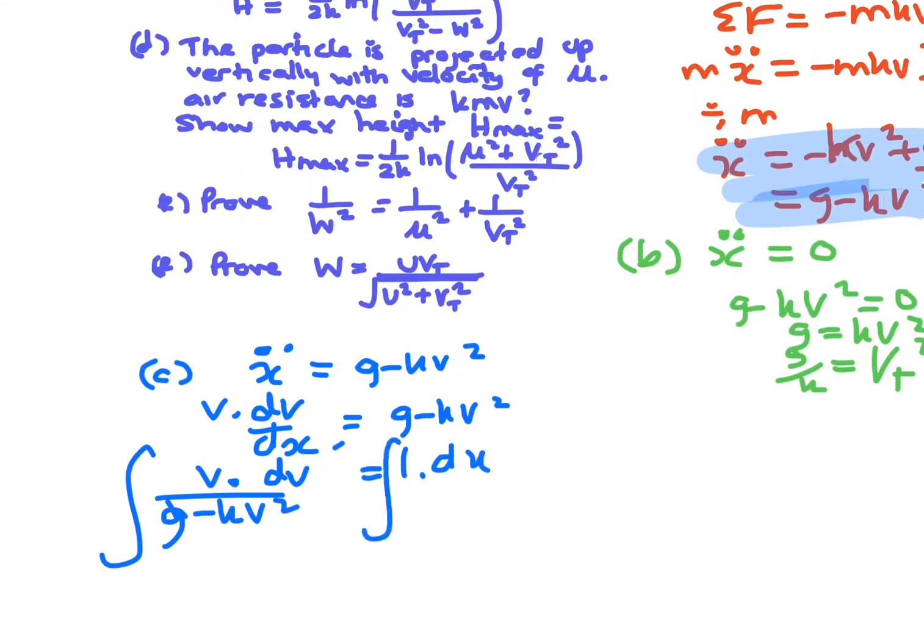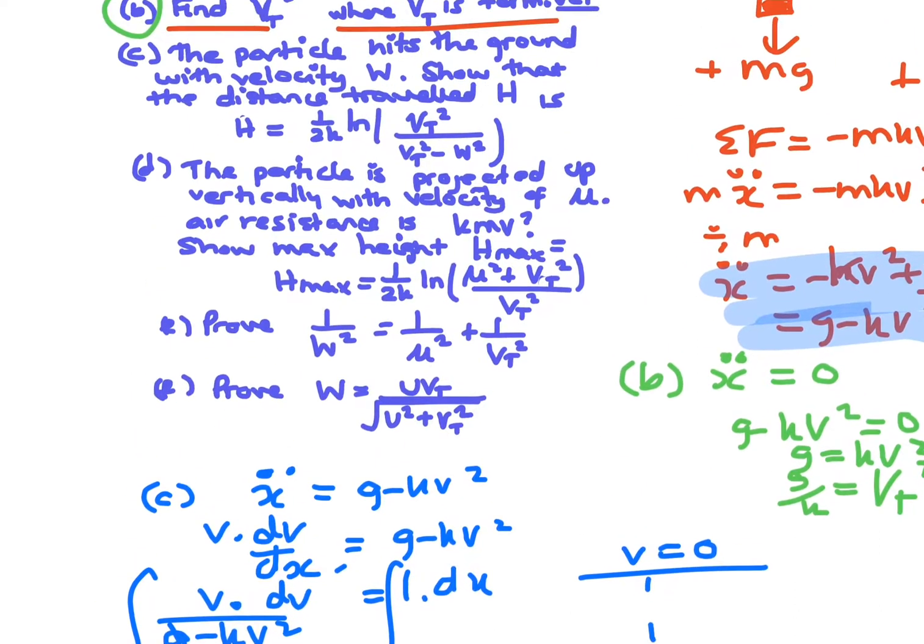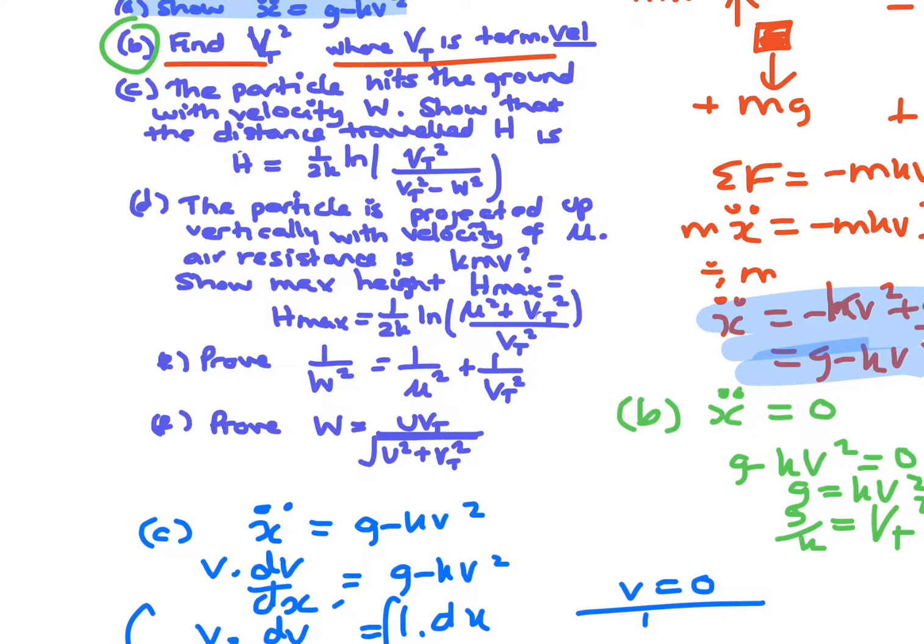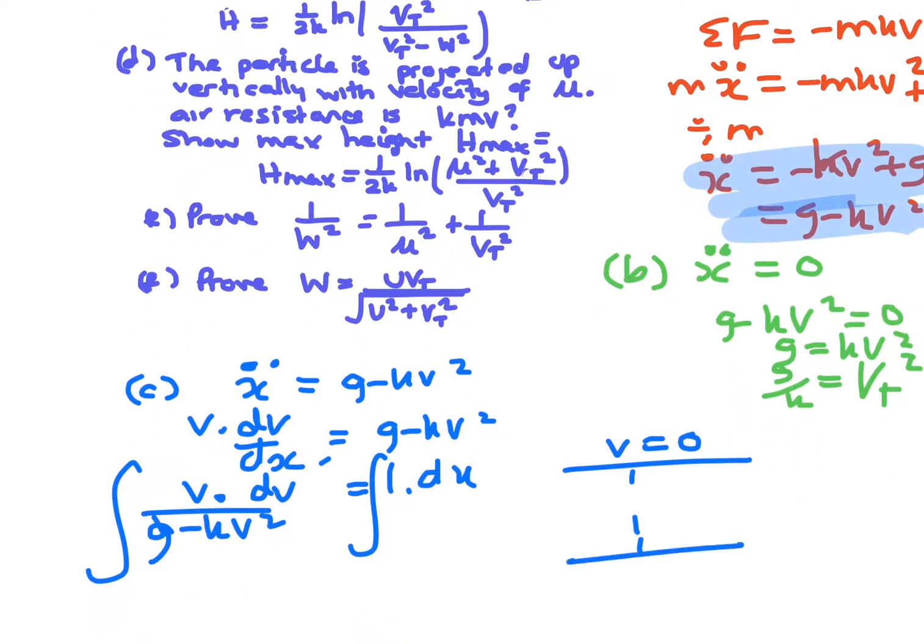Now, when we integrate that, we know it starts with v equals 0. Okay, and the particle, so what does it say? It hits the ground with a velocity of w. So that means that the final velocity would be w. So it goes from 0 to w. And the distance here goes from 0 to h.